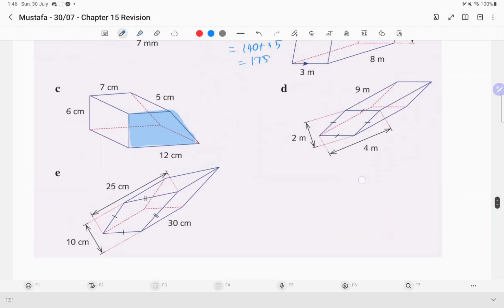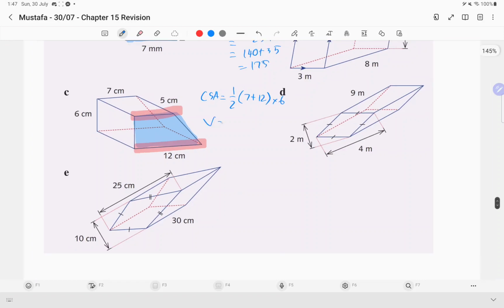Yep. Okay, so the two bases are 7, 6? No. The two bases are the lines that are parallel to each other. So 7 and 12. So it will be half of 7 plus 12, the sum of the two bases, and then times height, which is 6. That's right.